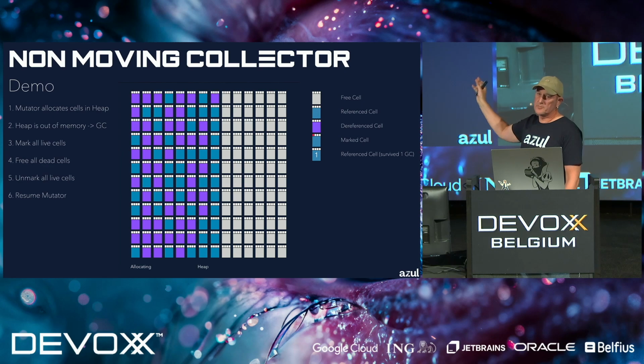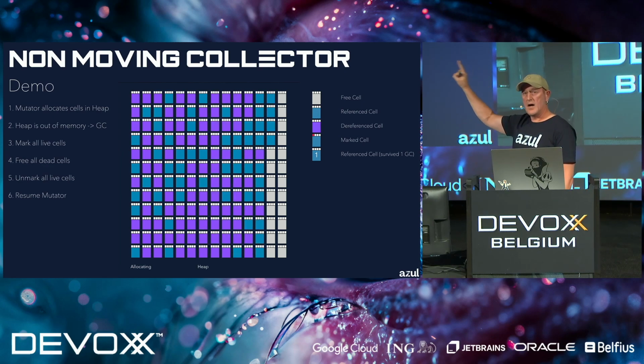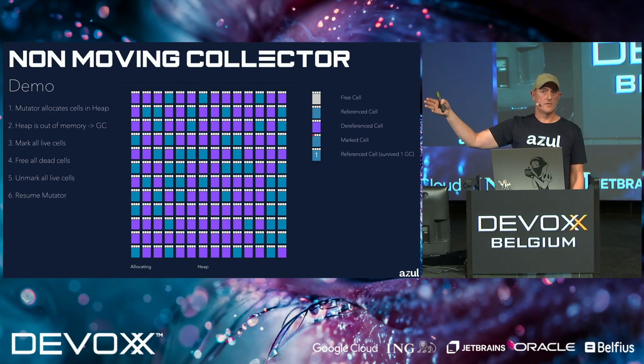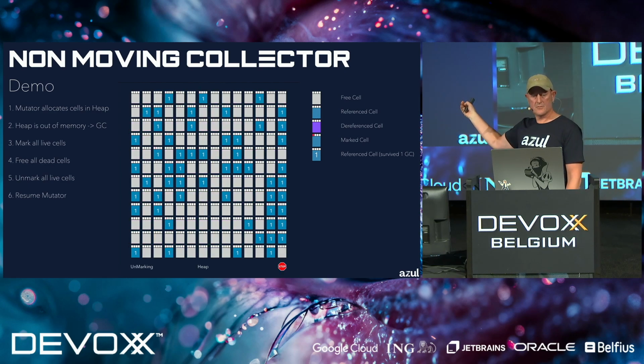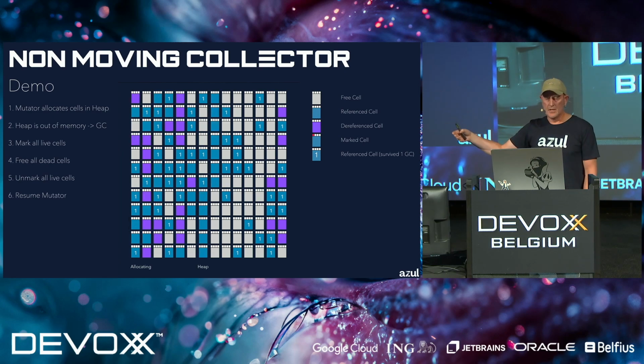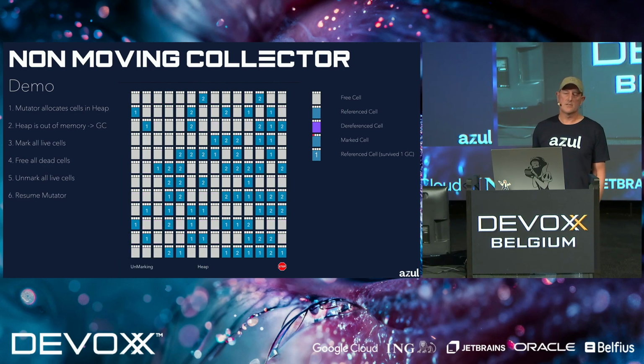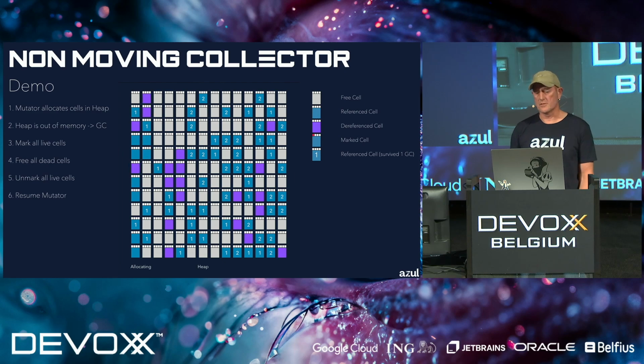In this case, I stopped it when it's really filled up. Then you will see: stop, mark all live objects, remove the old ones, continue. Mark, remove, unmark, continue. This is how it works. And the people who remember Windows 3.11, that's what your disk looked like after some time. That's the reason why you have to do defragmentation.